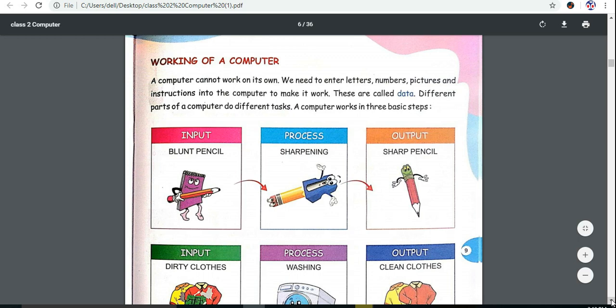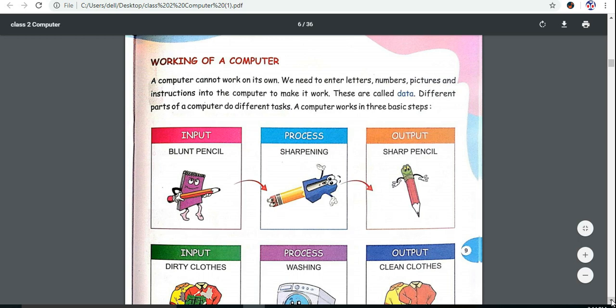So before starting with the input process output, I want to tell you what is data. So data could be any numbers, any letters, any pictures or any instructions or order given by you. You means the user. So that is your data. Without the data, computer cannot work. You all know computer needs instructions, orders and data for working, right?